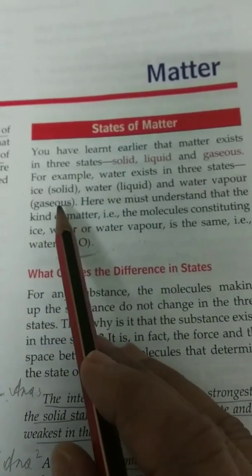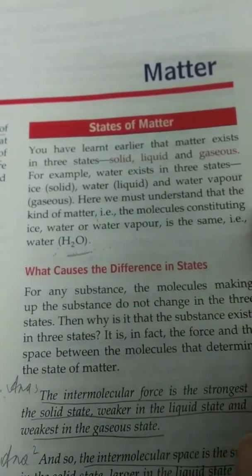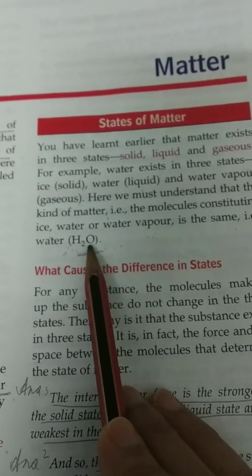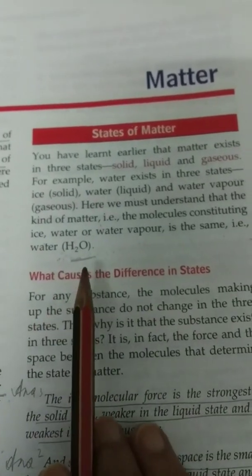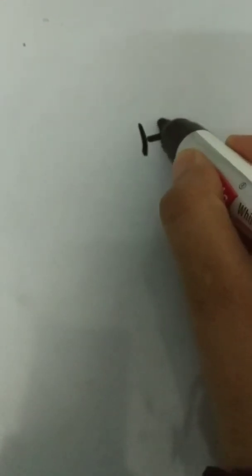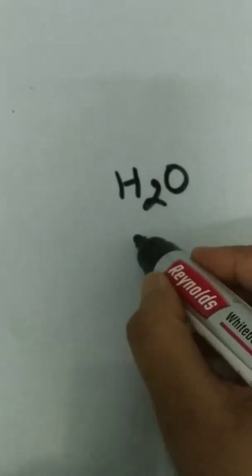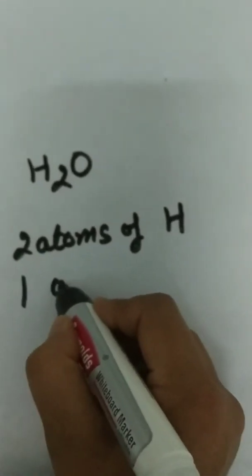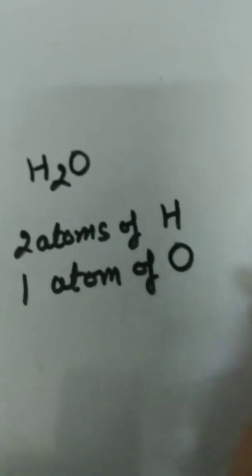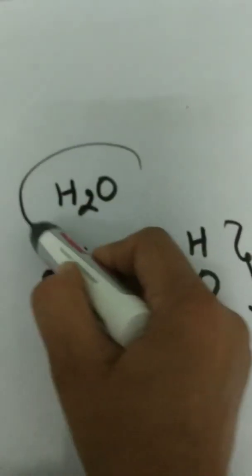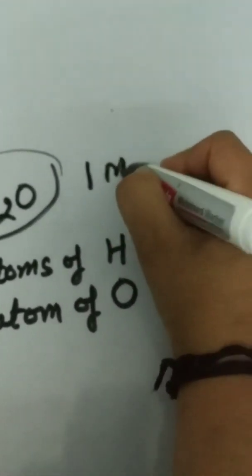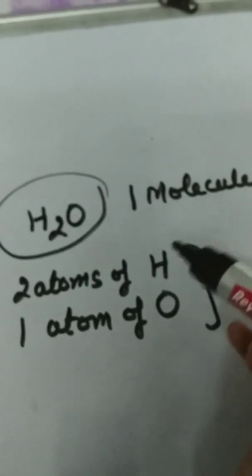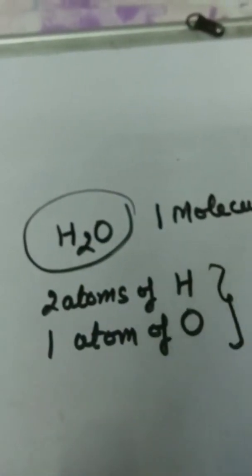We can understand that the kind of matter, that is, the molecule constituting ice, water or water vapor, is the same. 2 atoms of hydrogen and 1 atom of oxygen combine to form 1 molecule of water. H2O. 2 atoms of hydrogen, 1 atom of oxygen. When these 2 combine, they form 1 molecule of water. The formula of water is the same in solid state, in liquid state and in gaseous state.